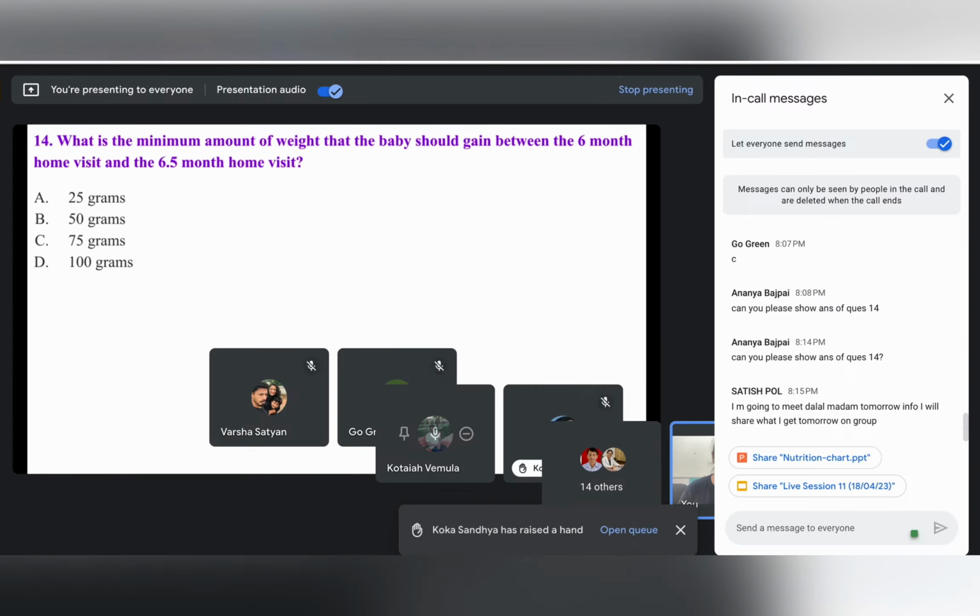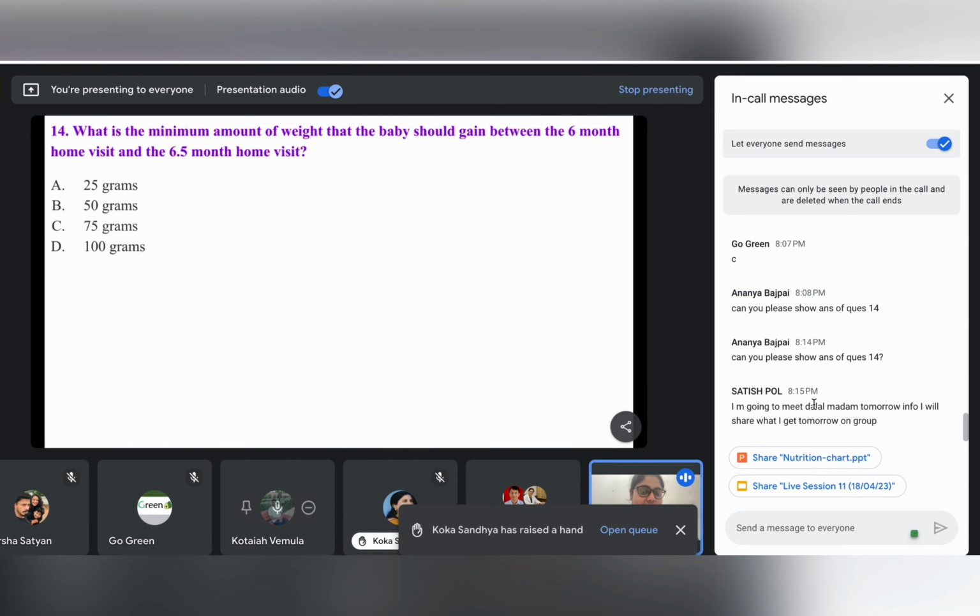Okay, so somebody has written, I am going to meet Dalal ma'am tomorrow, and I will share the info. Yeah, sure. That would be great for everybody. Yeah, I think that would be great.